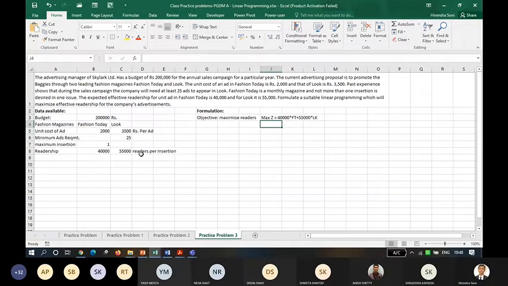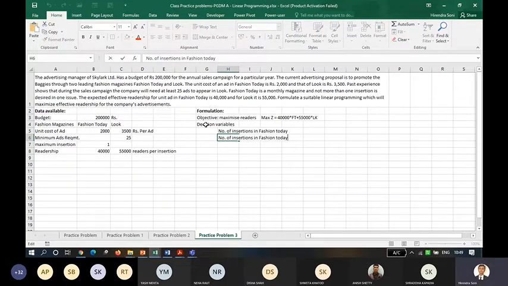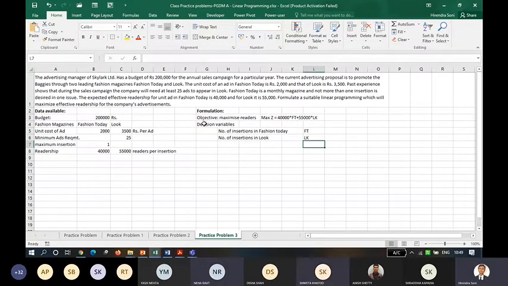Up to here okay? Yes, sir. Your decision variables will be the number of insertions in Fashion Today and the number of insertions in Look. Up to here okay? We are using variable names as ft for this one and lk for the other. Clear up to this? Yes, sir. Okay.